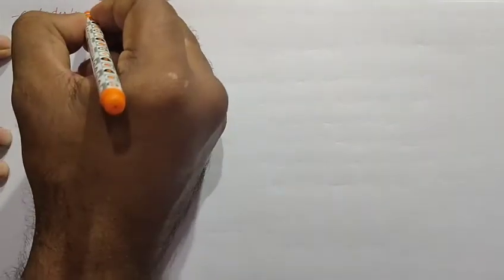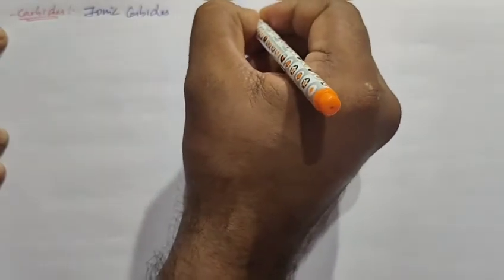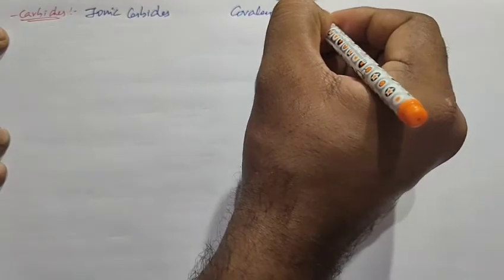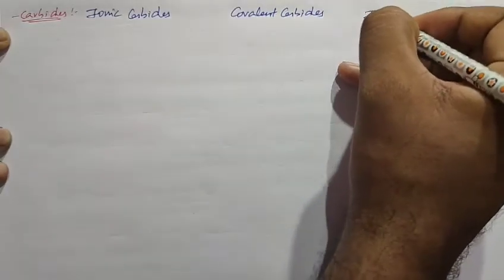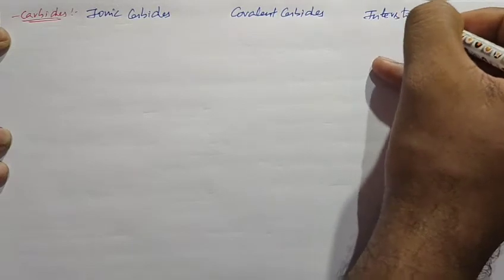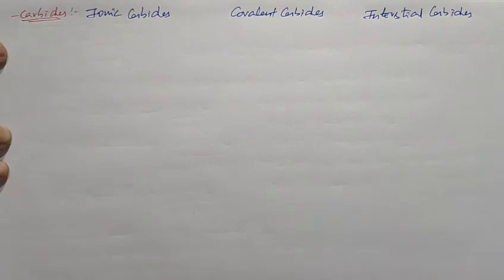Here we have three types of carbides: ionic carbides, covalent carbides, and interstitial carbides. So carbides are of three types.